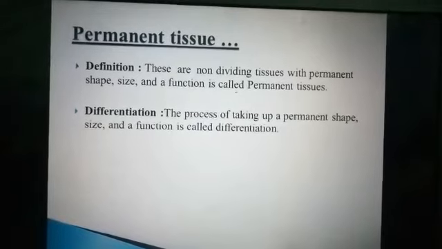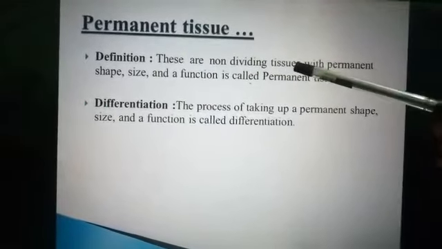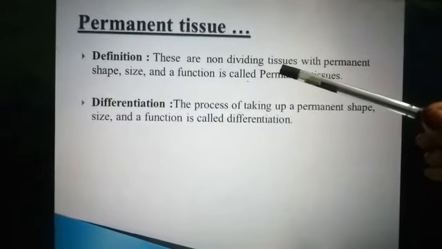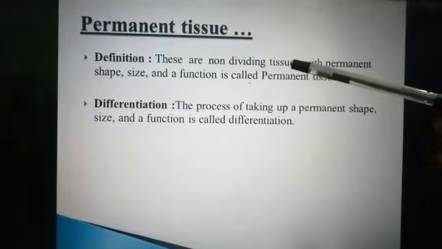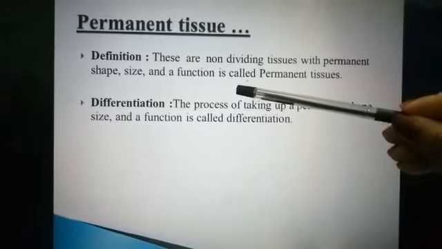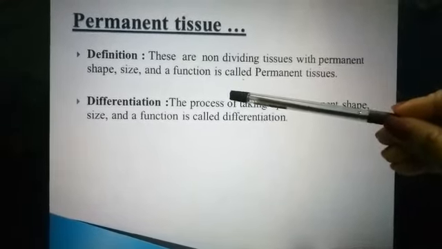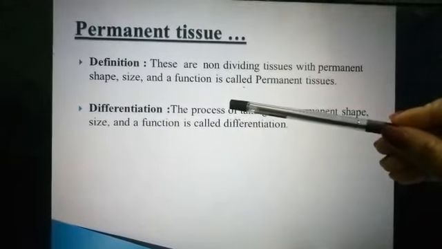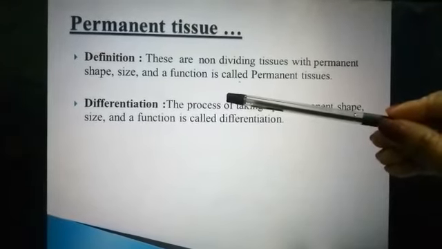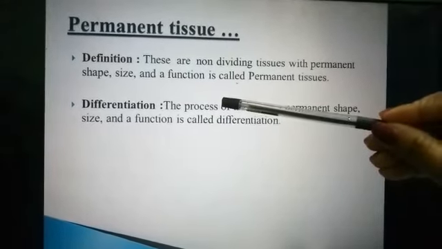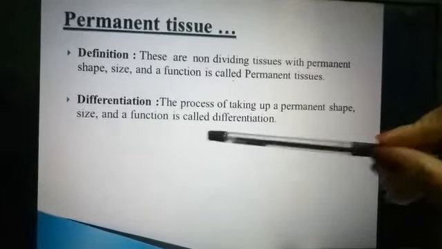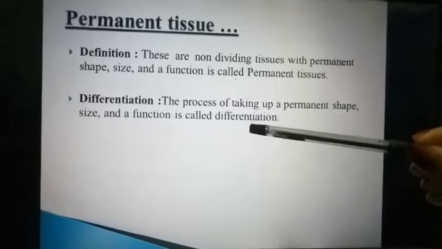So here permanent tissue means they are non-dividing tissues. In case of meristematic, they were dividing tissues. They have the capacity to divide, and here they are non-dividing tissues, and they also have permanent shape, size and function. Listen, one thing about meristematic tissue: meristematic tissues are dividing tissues, but when the dividing capacity of meristematic tissue is lost, then meristematic tissue is converted into permanent tissue. And here the process of taking up of permanent shape, size, function is known as differentiation.